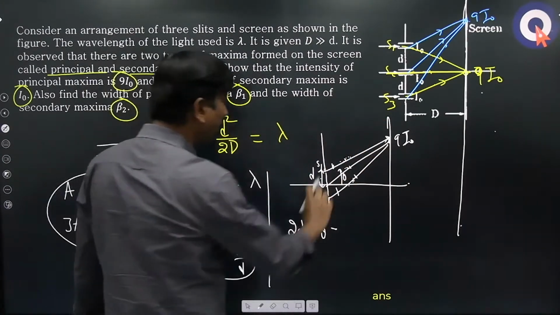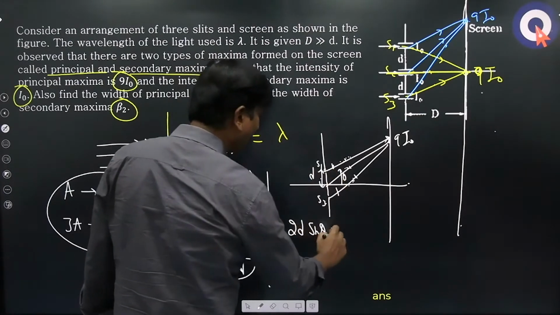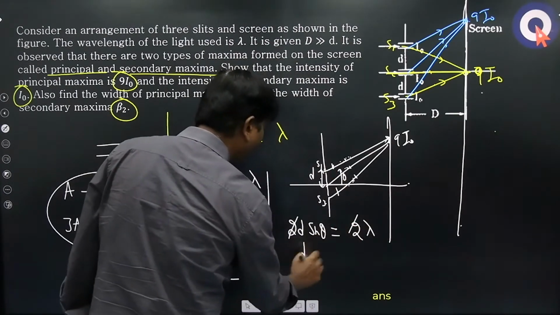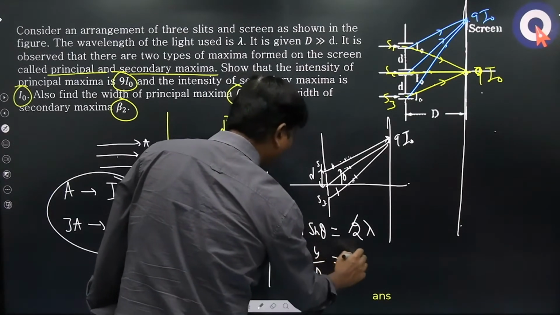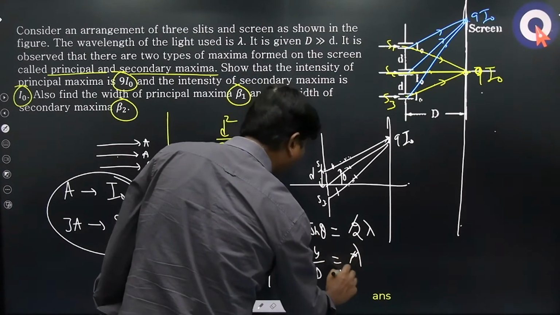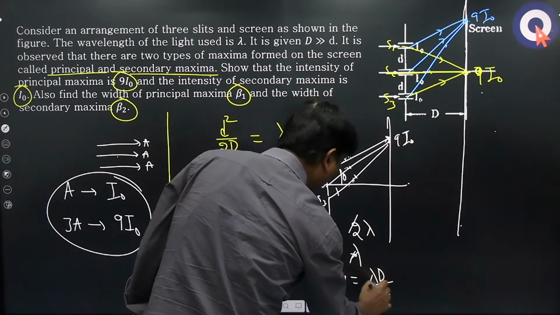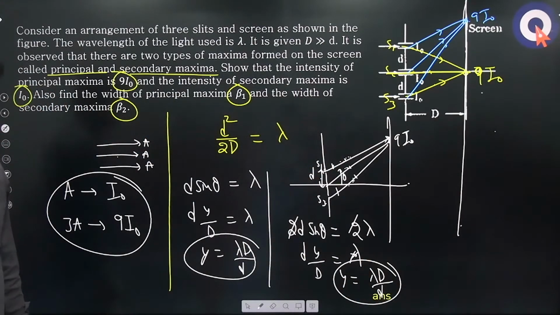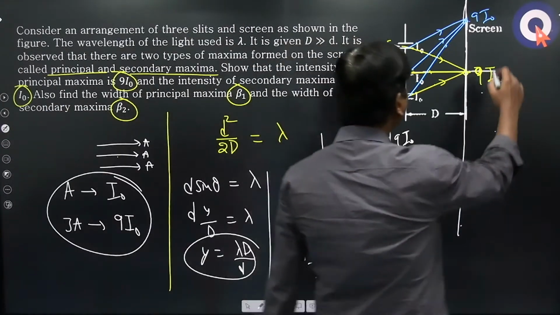Path difference, how do you calculate? Distance between 2d sine theta is equal to 2 lambda. So 2 to cancel. So d into sine theta is y by capital D is equal to lambda. So what is y value? Lambda capital D by small d. Same. Either you do like this or like this. Means the same. Right or not? So this is a y value.